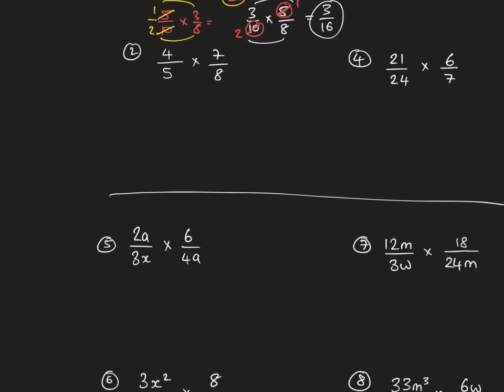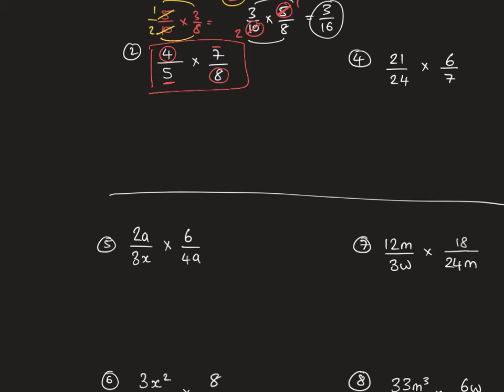Okay, so let's have a look at this one here. I've got 4/5 times 7/8. What I do is I look across and say to myself, does this 5 cancel with this 7 here? Actually they won't, because 5 does not go into 7, and 7 does not go into 5. But can the 4 and the 8 cancel? Hopefully you'll see that 4 and 8 will cancel to 1 and 2.